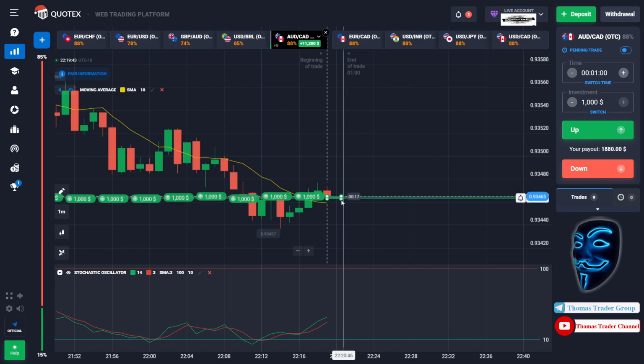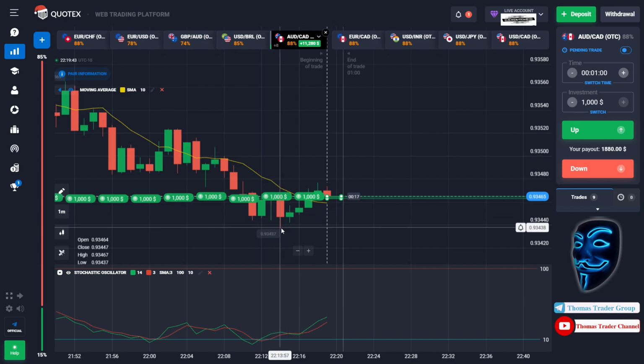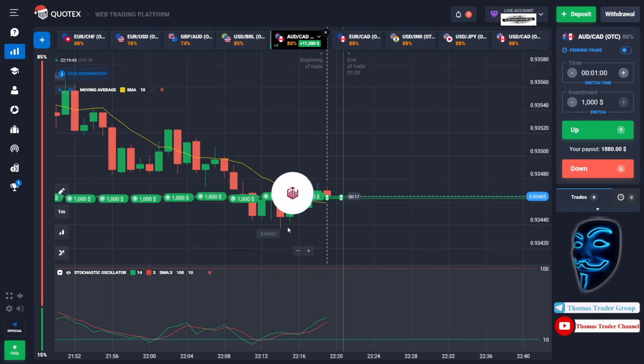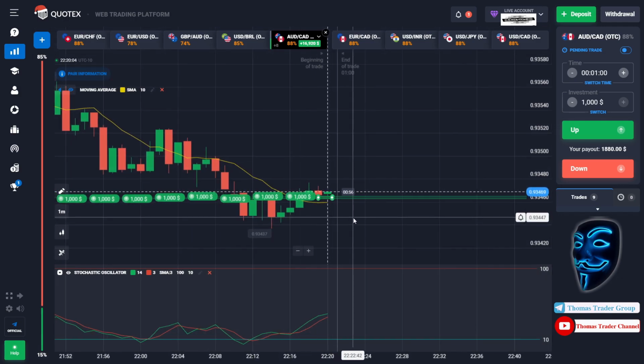And over here, as you can see, there are 2 long lower shadow candles. That means the market is trying to go down, but it does not have enough power because the bullish trend is stronger than the bearish trend. Let's prove it and let's wait till the end of our trade.